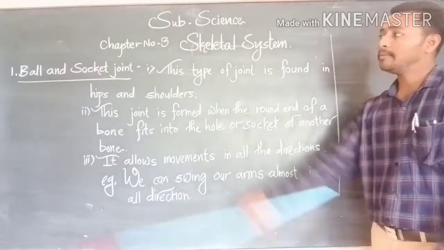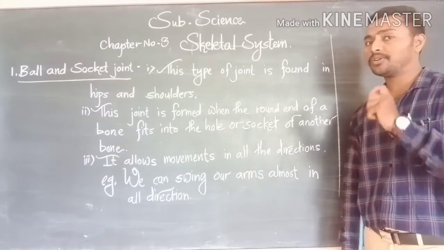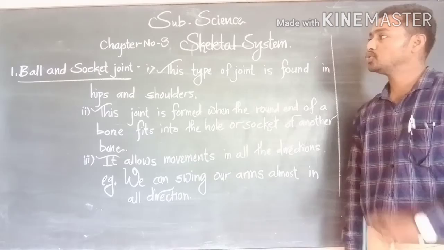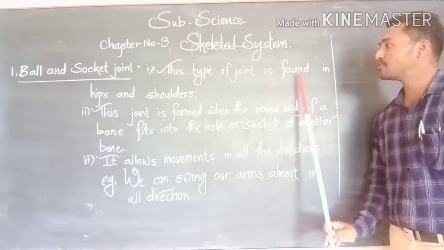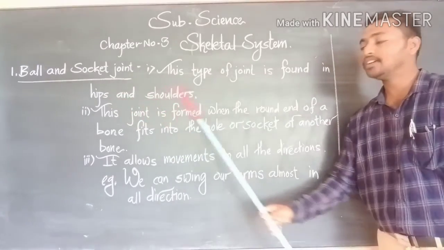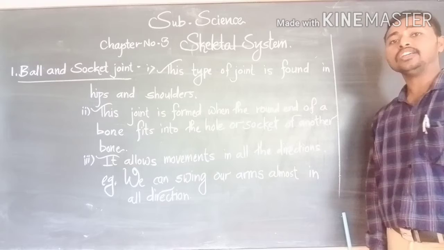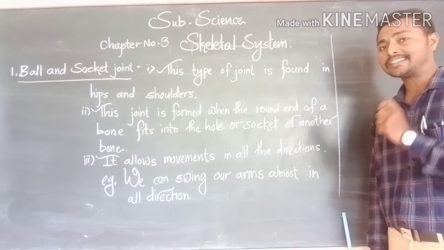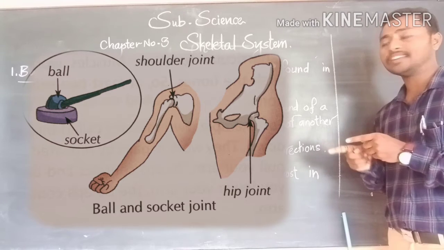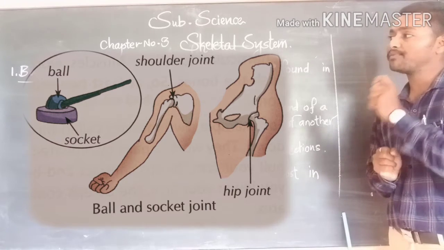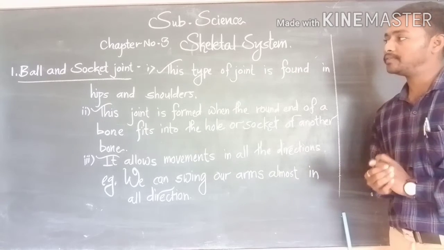Next point, point number 1, ball and socket joint. It is also one of the movable joints. This type of joint is found in hips and shoulders. So these kinds of joints are found in the hips as well as in the shoulder. Observe this diagram carefully. This diagram shows the occurrence of ball and socket joints in the human body.